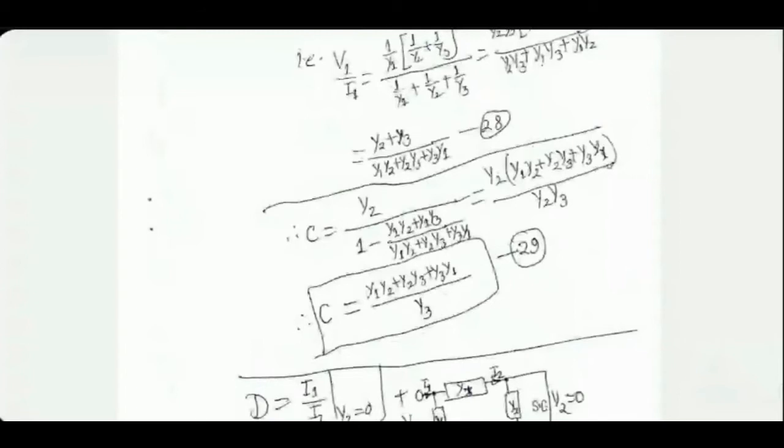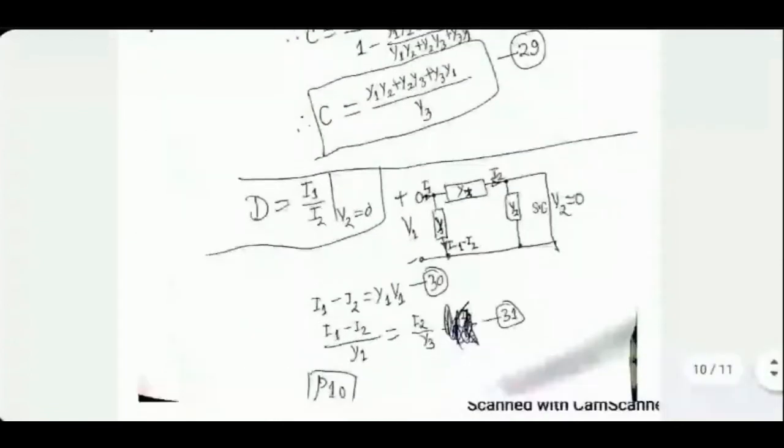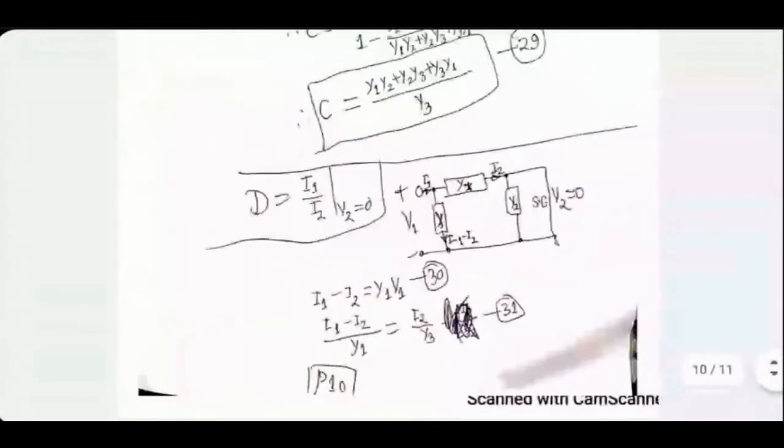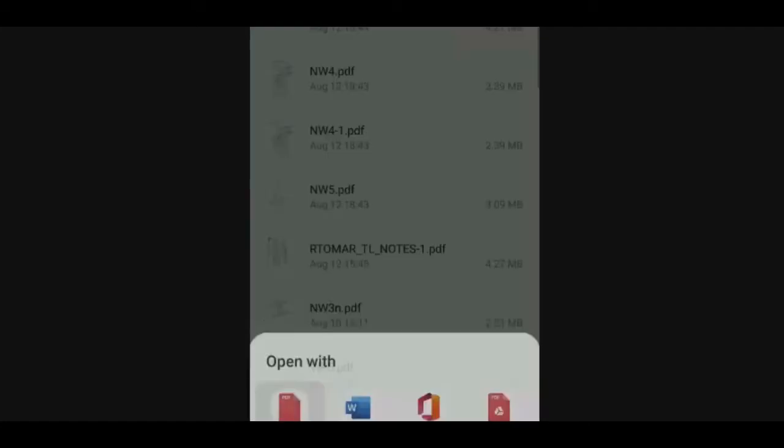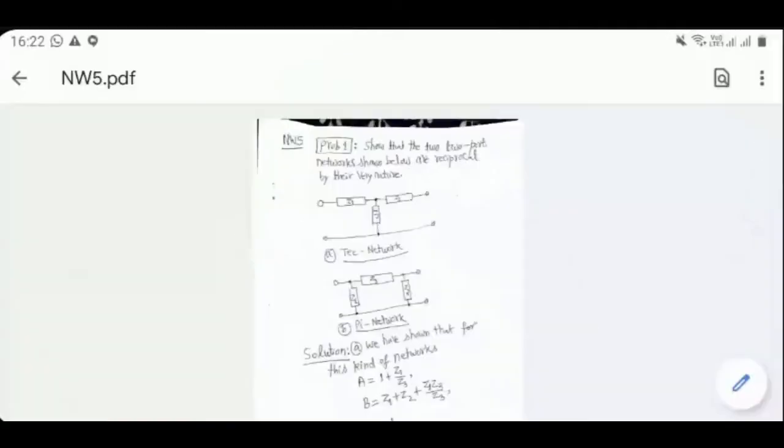C turns out to be Y1 Y2 plus Y2 Y3 plus Y3 Y1, divided by Y3. And D turns out to be, using the simple V2 equal to 0 condition, 1 plus Y1 upon Y3. These are fairly standard formulas, but if there is a mistake, I'd like to correct it anytime. Now, why are we doing ABCD parameters? That's actually even more important. You can always do the derivations for various networks, but why are we doing this? That is what the final document will tell you.